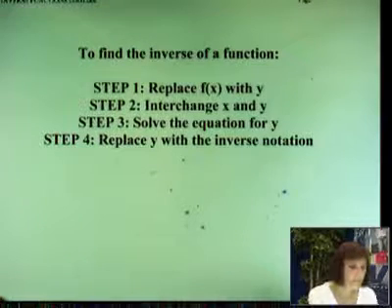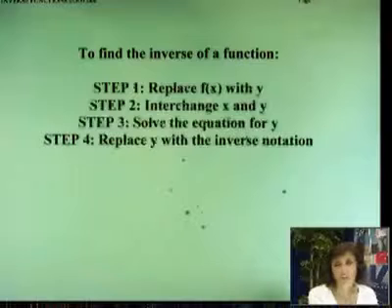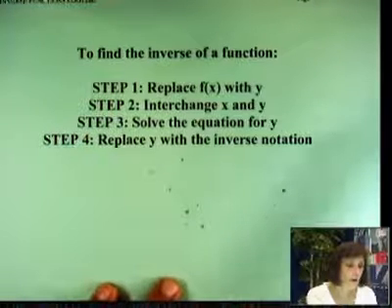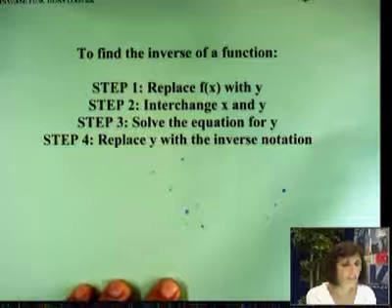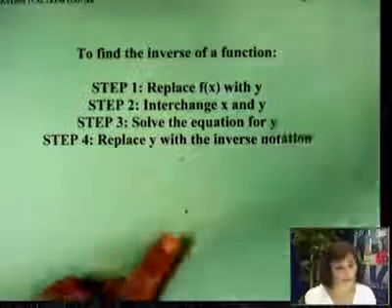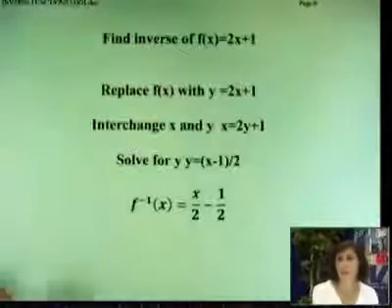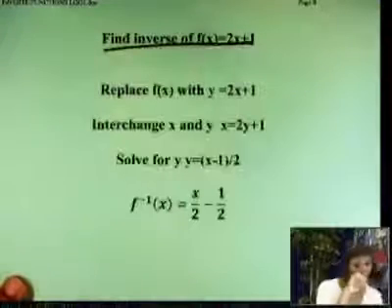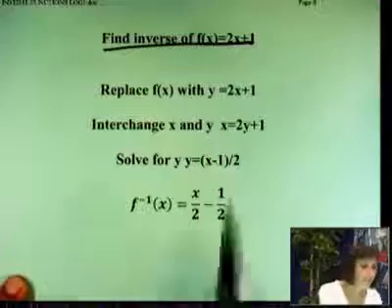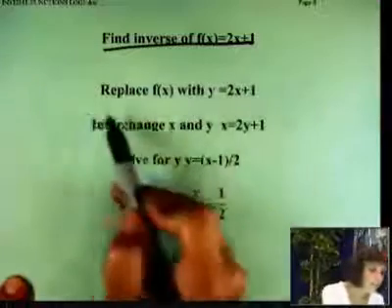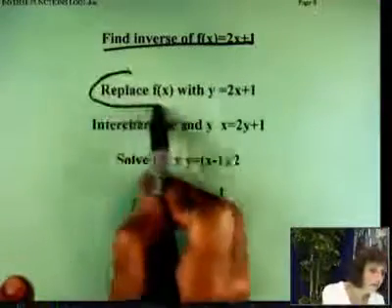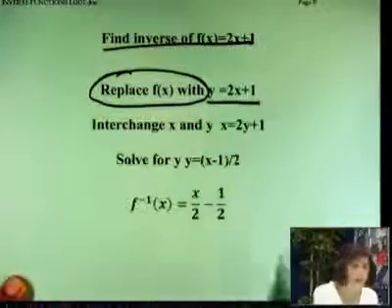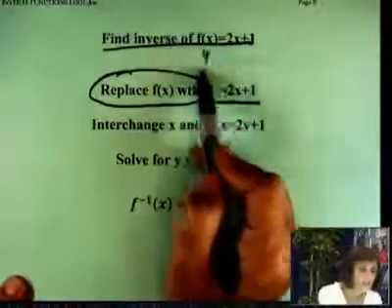There are 4 steps. Just follow the steps and you'll be all good. Replace f of x with y, interchange x and y, solve the equation for y, replace y with the inverse notation. What does that mean? So let's do these steps. The question is find the inverse of f of x equals 2x plus 1. Replace f of x with y. All right, so let's do that. y equals 2x plus 1. Instead of f of x, I just put y.